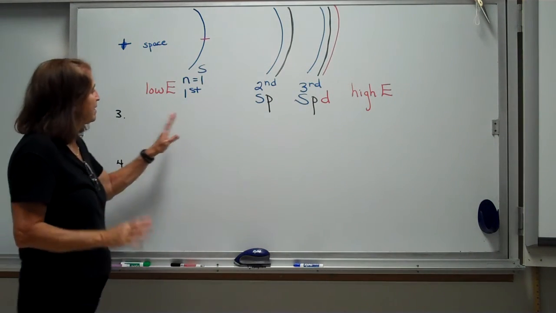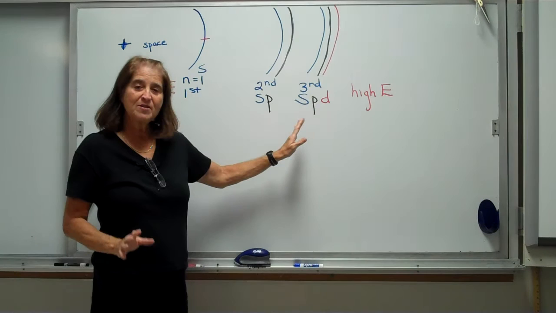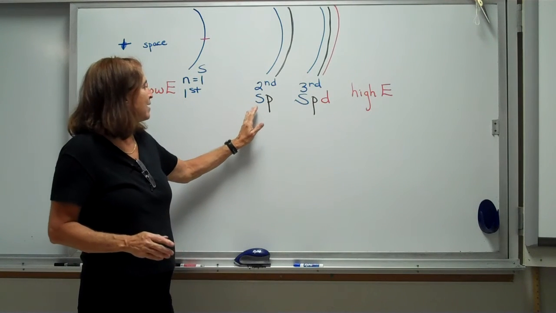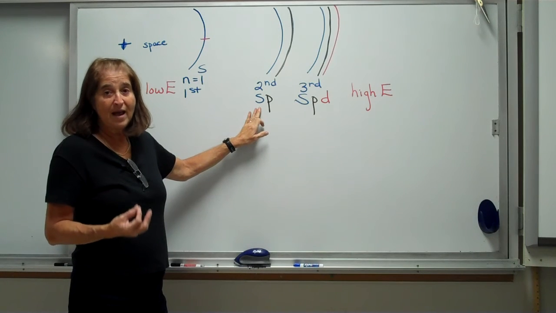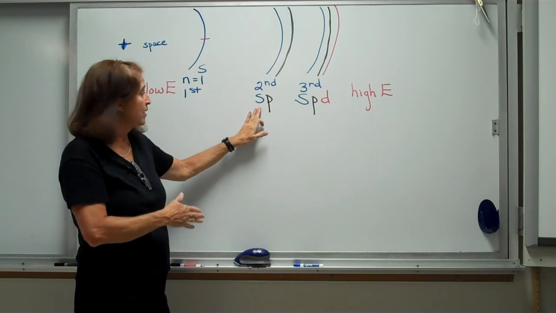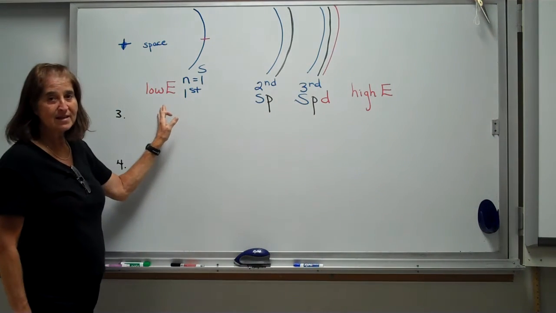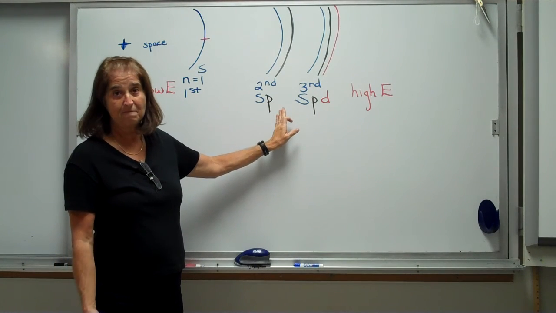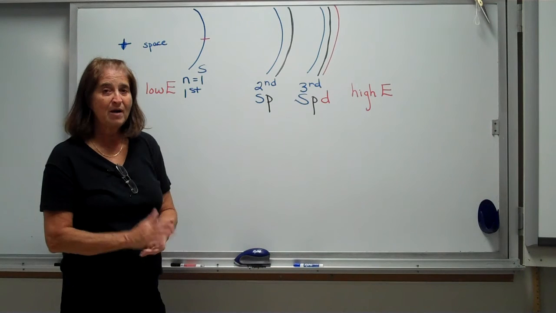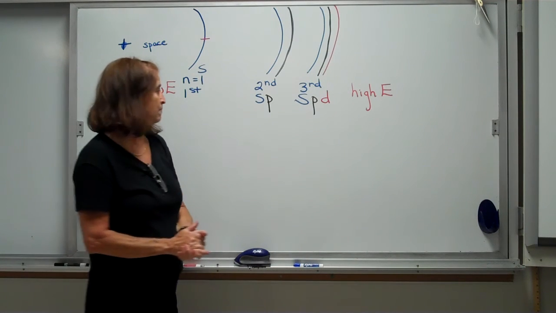Okay, again, you also have some information about energy because in the second energy level, electrons found in the 2s, closer to the nucleus, are going to have less energy than electrons found in the 2p. Keep in mind, we're looking at location and energy.